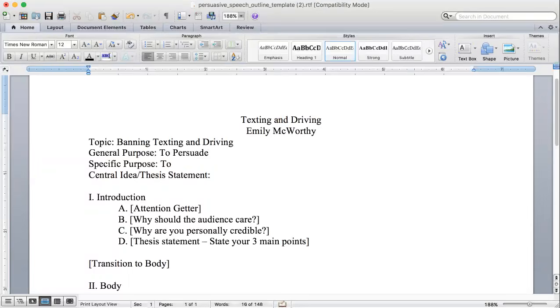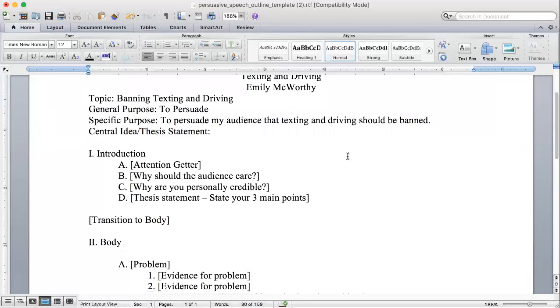So my specific purpose: to persuade my audience that texting and driving should be banned. My central idea, thesis statement, I'm going to come back to that in a minute, but that is going to be the statement of my three main points. For this speech, since we're using Monroe's motivated sequence, the three main points are actually the need, satisfaction, and visualization, or as I'm going to rename it, the problem, solution, visualization. But like I said, we're going to come back to this in a minute after we've done our introduction.